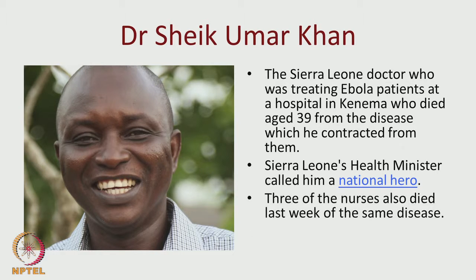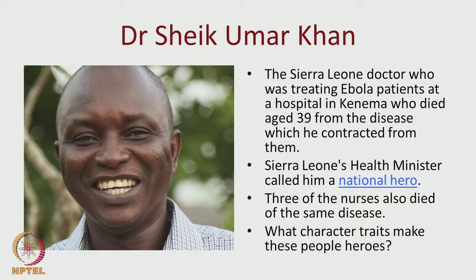for helping others. So, we should also recognize that 3 of the nurses also died of the same disease, not just one doctor. Many other doctors have also laid down their lives, and again, what character traits make these people heroes? So, this is a question which we need to ask. What character traits of Dr. Sheikh Umar Khan make him a national hero?